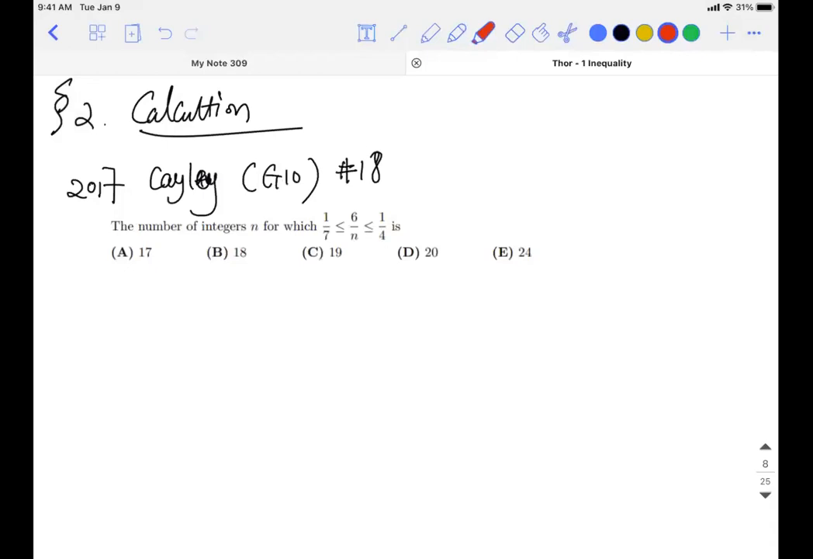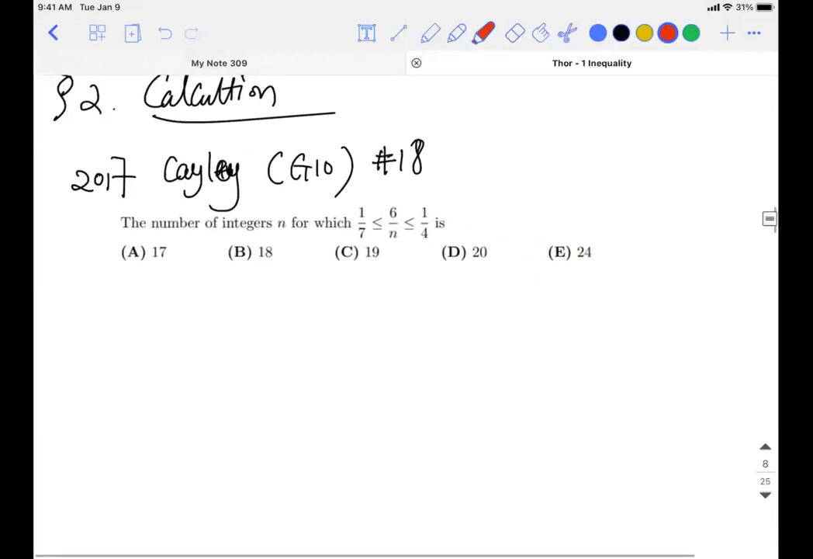Okay. The question is asking for the number of integers n for which 1/7 is less than or equal to 6/n, which is less than or equal to 1/4. So you need to find out how many n's make sure this expression holds. N is an integer, right? So that's good. So you won't be able to have too many n's. But how can I basically find out the range of n?